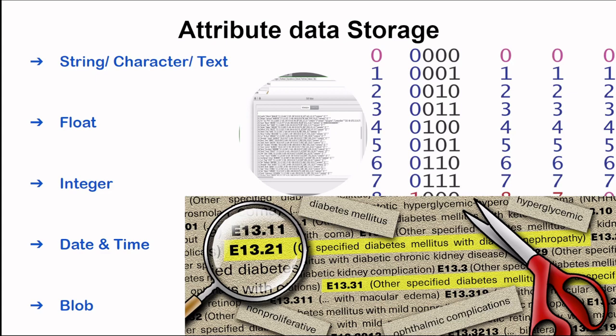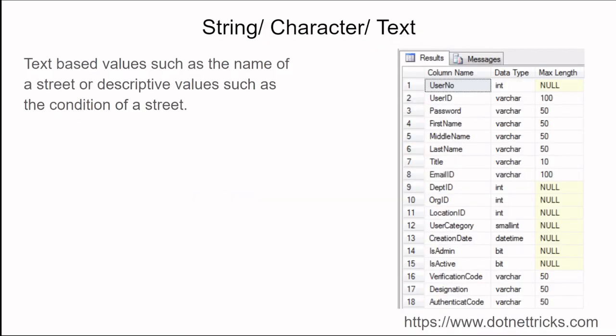The first one is string, or you may also see character, or you may see text. You would also see float, which is another type of attribute data. And then you see integer. There's also date and time, and then there's blob. Now we're going to take this one at a time and talk about them briefly, just to highlight the most important things that I think you will need to be aware of when you are working with GIS data.